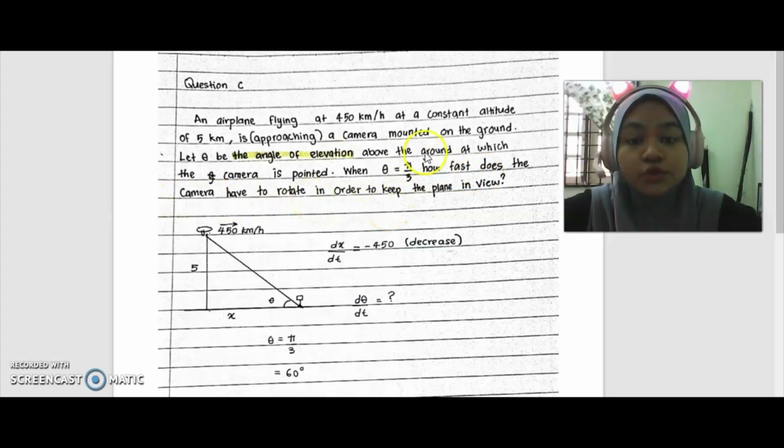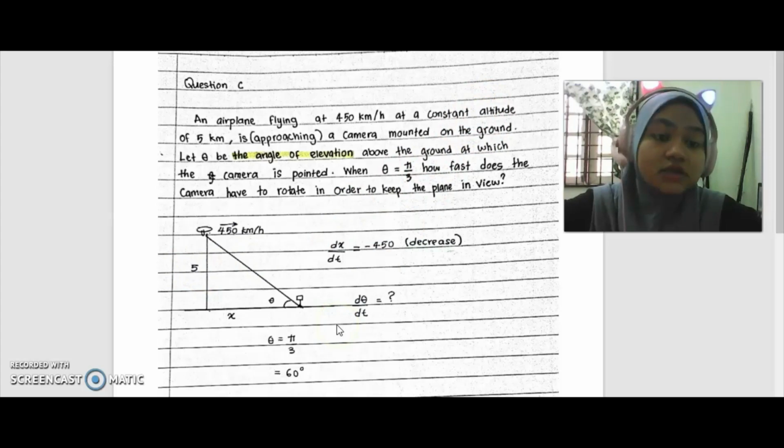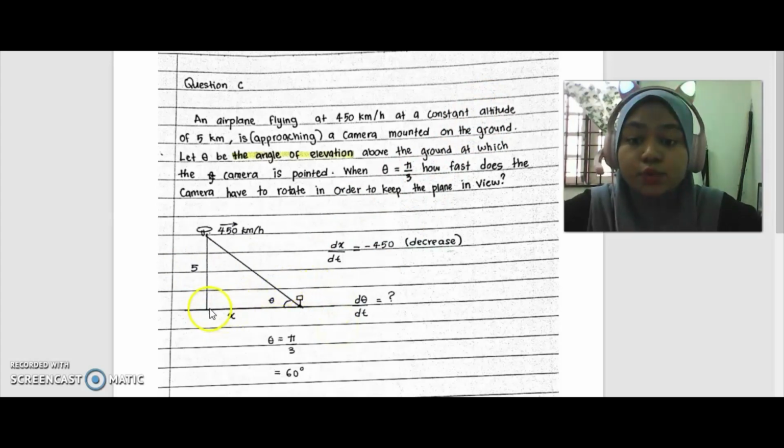plane in view? So, if you realize it is the angle of elevation, so we can draw this triangle, okay? It makes it easier to see. Alright, so when this question say the altitude of 5 km, so we know that the distance between the plane and the ground is 5 km. So it is constant. So it means it does not change. Okay, alright. As we don't know the distance, so we put it as x first.